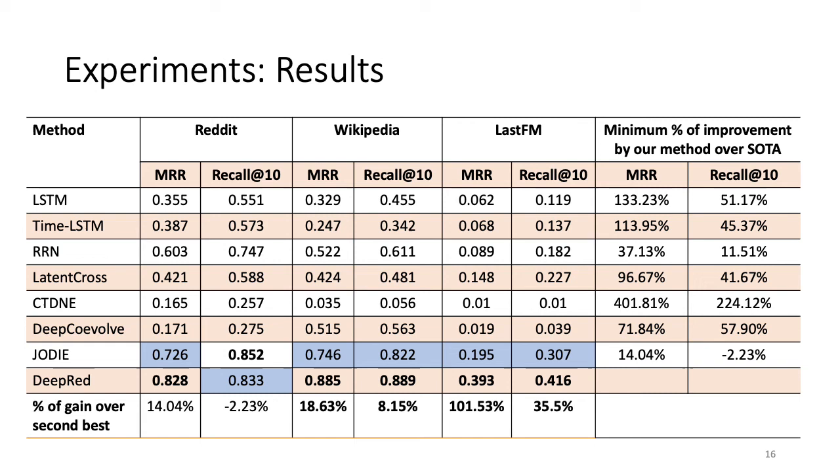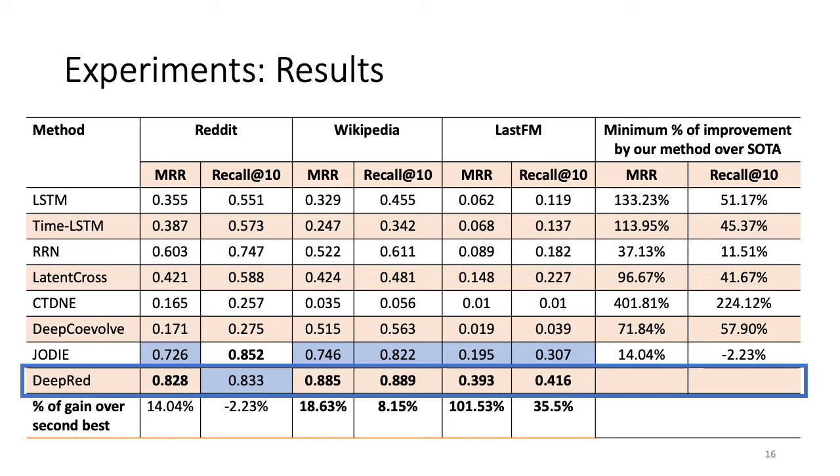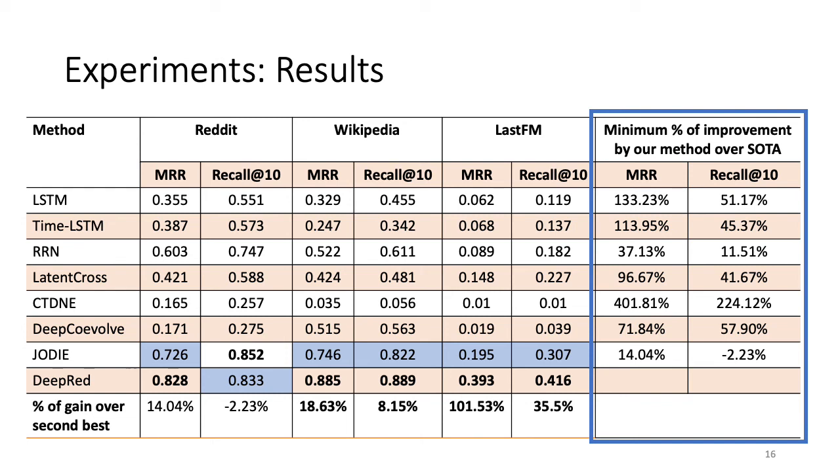The results of these experiments are reported in this table. This highlighted row reports the performance of DeepRed. Apparently, we can see that DeepRed outperforms the baselines in almost all the cases. More importantly, though, notice that there is a significant difference between the mean reciprocal rank and the recall at 10% for all the baselines. However, for DeepRed, this difference is very small, or relatively very small. This shows that DeepRed consistently ranks the ground truths higher in the ranked list than the baselines.